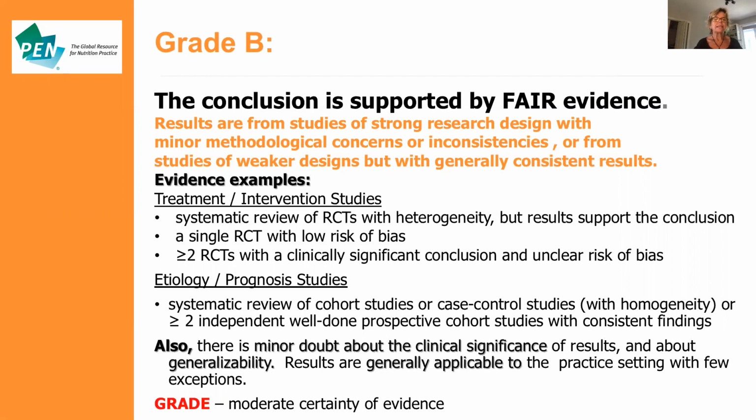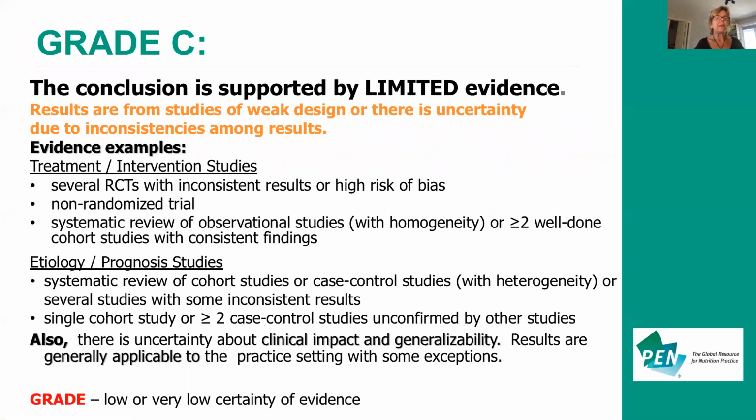Etiology or prognosis, some systematic review of cohort or case control studies with some consistent findings. So minor doubts about the significance of the results and generally applicable. If it was using that GRADE methodology, it would be a moderate certainty of evidence to be grade B. And then grade C, now we have limited evidence, weaker design studies, or inconsistent uncertainty because of inconsistencies.